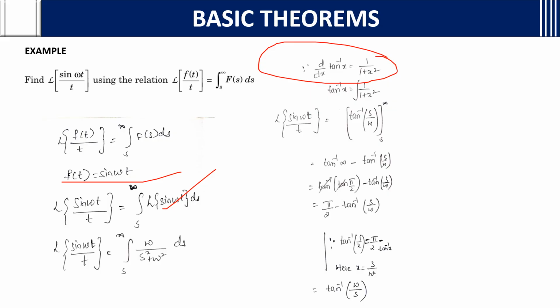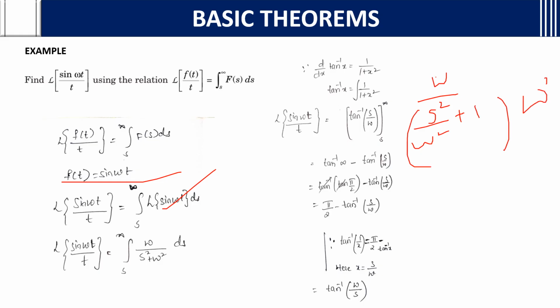You need to know these formulas, okay? d by dx of tan inverse x is 1 by 1 plus x square. So tan inverse x will become what? Integral 1 by 1 plus x square. In the same way, limit sin omega t by t, you can take omega common in the denominator. If you take omega common, you will get s square by omega square plus 1, into omega square. This omega gets cancelled.